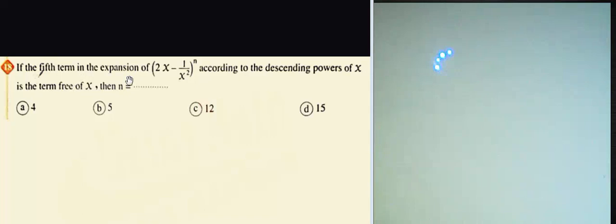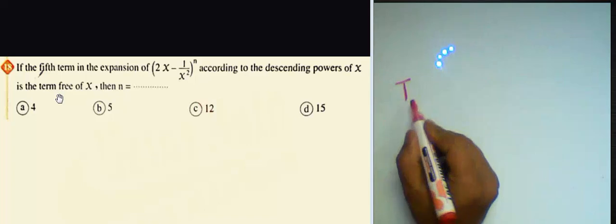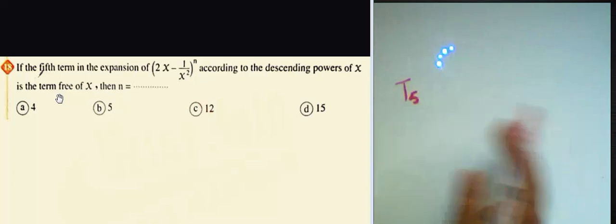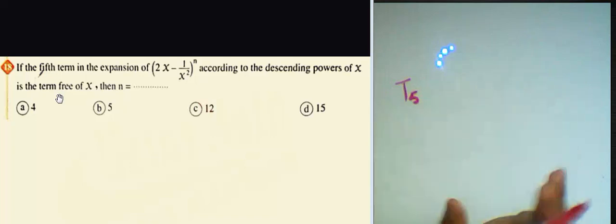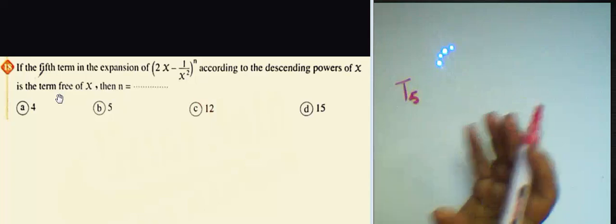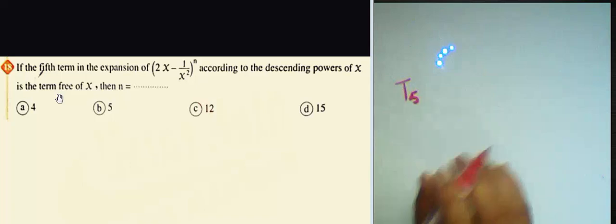If the fifth term in the expansion of (2x minus 1 over x power 2) all power n, according to the descending powers of x, is the term free of x, meaning x power 0, you must find term number 5. It tells us the fifth term is free of x. It means term 5 doesn't have any power of x. The power of x will be 0. We haven't x in term 5 because it's the term free of x.